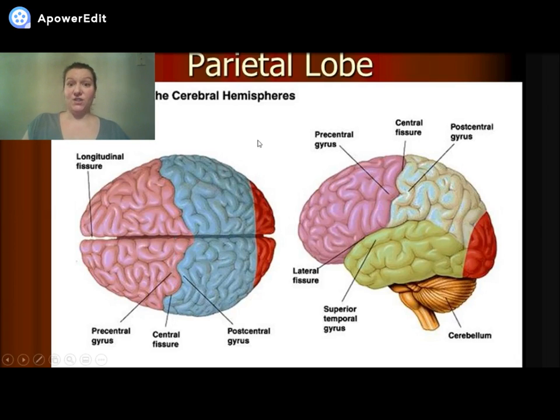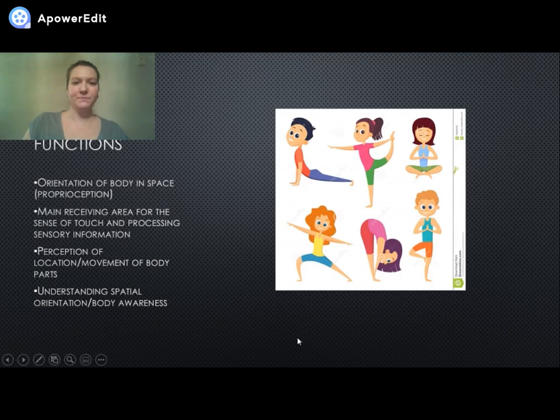And then the parietal lobe actually has two hemispheres. You've got a right hemisphere and a left hemisphere, and they're divided by the longitudinal fissure. And then you've got the central fissure that divides the frontal and the parietal lobes. You've got the lateral fissure that divides the parietal lobe from the temporal lobe. And then you've got the parieto-occipito fissure that divides the parietal lobe from the occipital lobe.